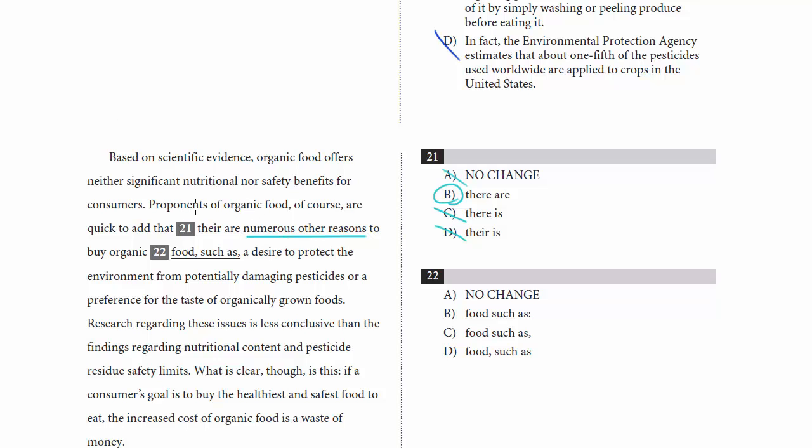And now 22. Proponents of organic food, of course, are quick to add that there are numerous other reasons to buy organic food, such as a desire to, and then it lists out a couple of things. So remember what we said here. We need a comma after food is okay. Either way, it's fine. So the major issue, though, is no comma after such as is required. In fact, no punctuation at all after such as is required.